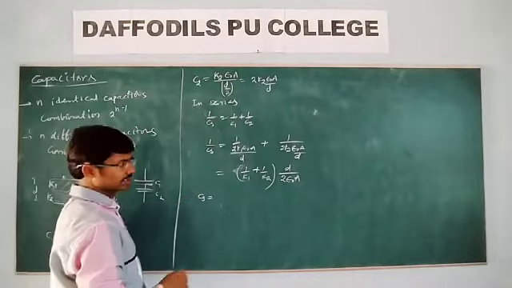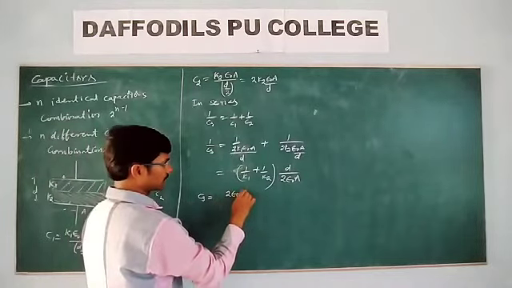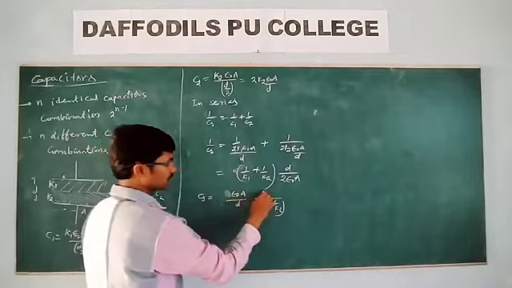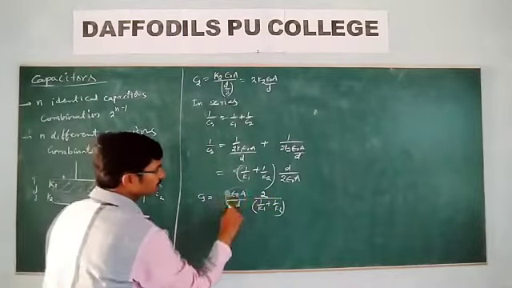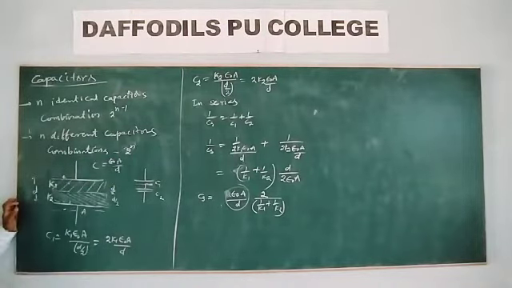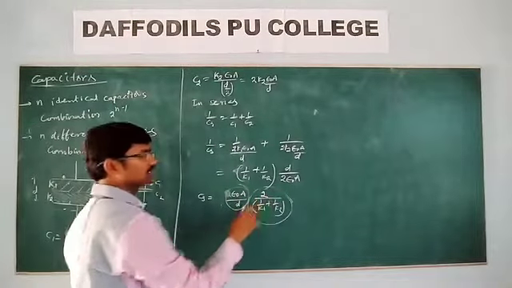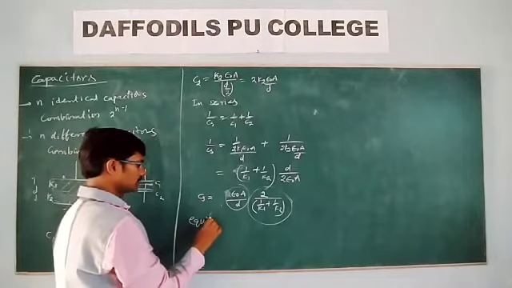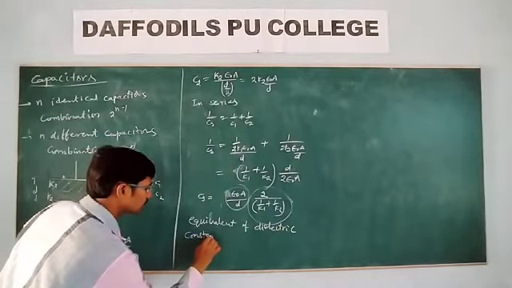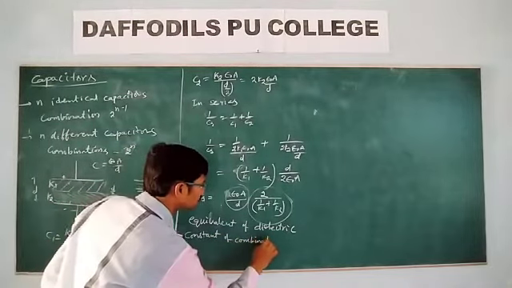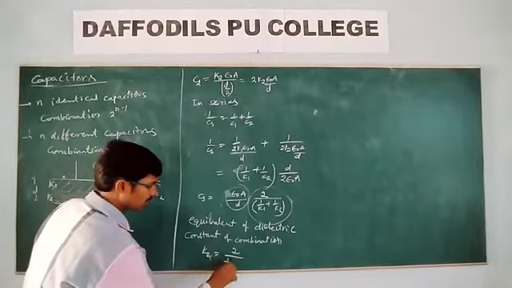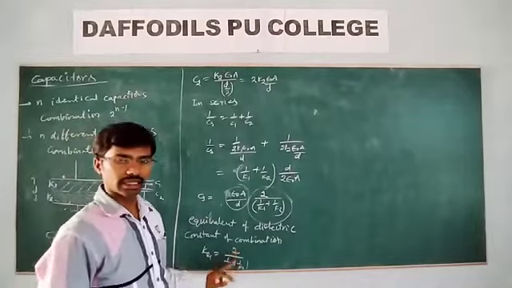But Cs is then equal to 2 epsilon naught A by D into the reciprocal of 1 by K1 plus 1 by K2. Here C equal to epsilon naught A by D is the capacitance of the original capacitor. So the equivalent dielectric constant of the combination is K equivalent equal to 2 by (1 by K1 plus 1 by K2), or you can write 2 K1 K2 by K1 plus K2.